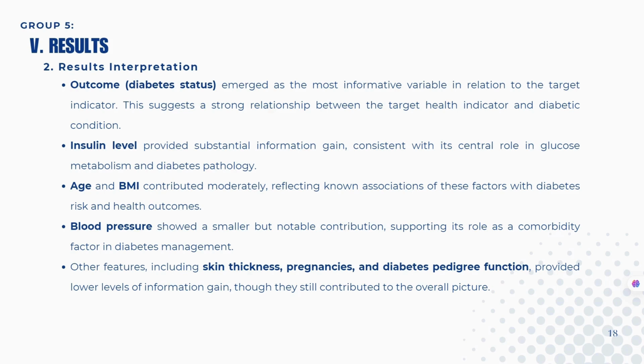Insulin level provided substantial information gain, consistent with its central role in glucose metabolism and diabetes pathology. Age and BMI contribute a bit less, but also reflect the known association of these factors with diabetes risk and health outcomes. Blood pressure is showing an even smaller portion, but still a notable contribution, supporting its role as a comorbidity factor in diabetes and its management. Other features such as skin thickness, pregnancies, and diabetes pedigree function provided a low level of information gain, though they still contributed to the overall picture.